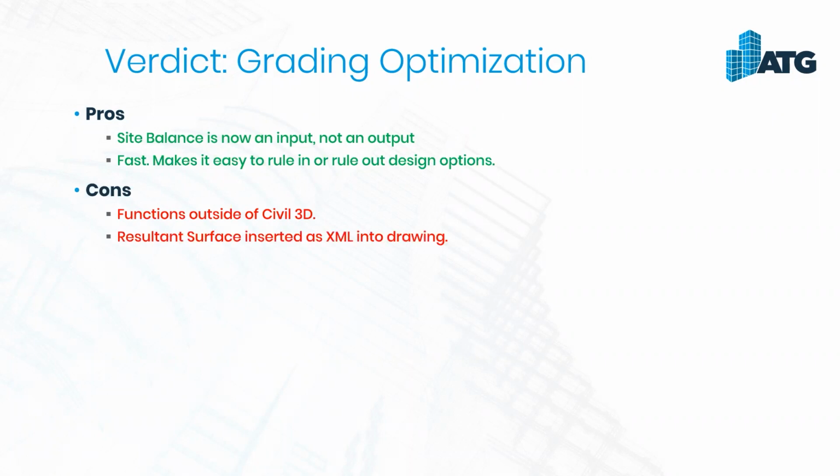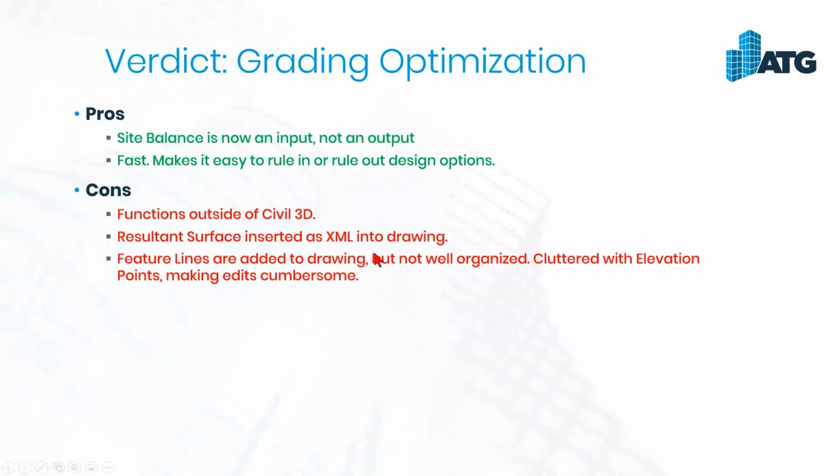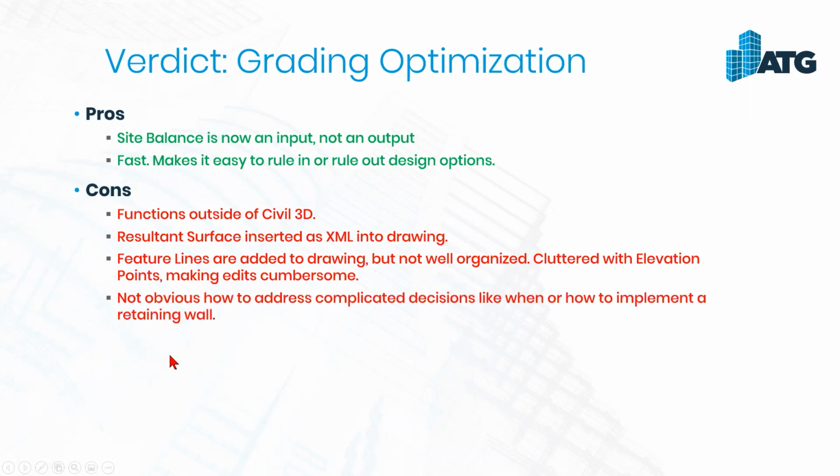The resultant surface is an XML in your drawing. This really limits your ability to manipulate it directly. You basically have to take those feature lines, retrace them, weed them, and rebuild that surface on your own once you want to make iterations to that. So they come in, they're lumped into a single site, they're not that well organized, we're cluttered up with elevation points, and the edits are cumbersome.